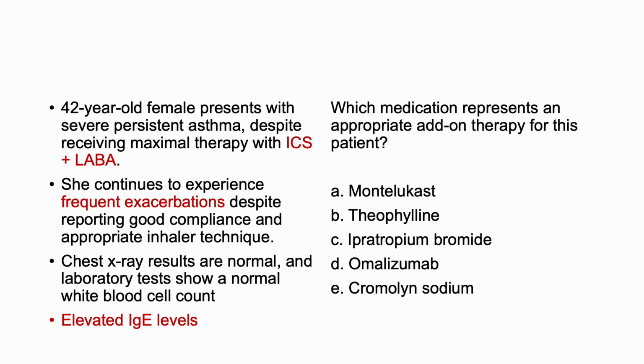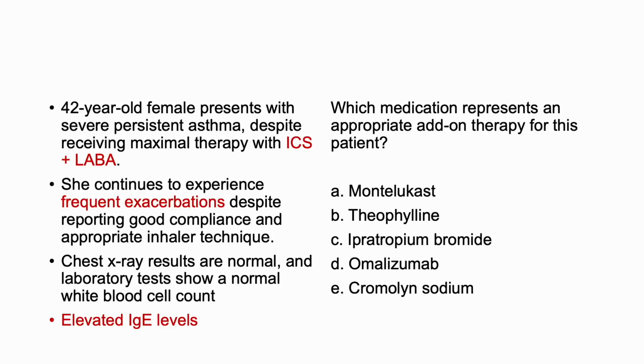A 42-year-old female presents with severe persistent asthma despite receiving maximal therapy with inhaled steroids and a LABA. She continues to experience frequent exacerbations despite reporting good compliance and appropriate inhaler technique. Chest X-ray results are normal, and lab tests show a normal white blood cell count and an elevated IgE level. Which medication represents an appropriate add-on therapy for this patient?